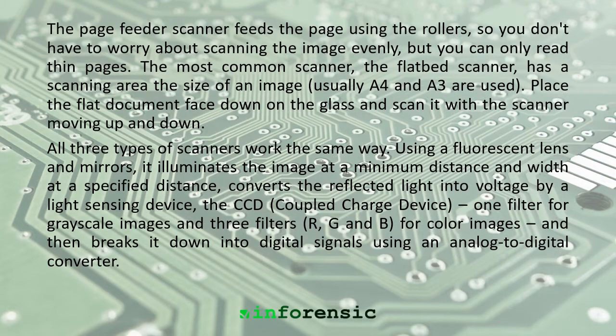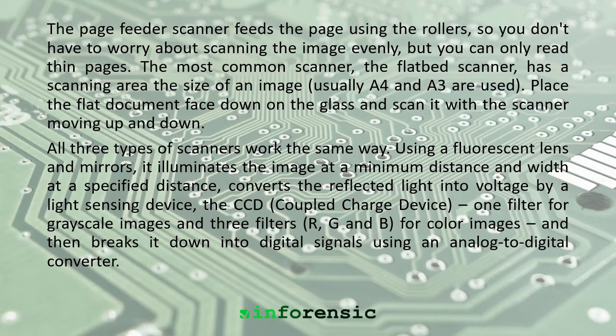The page feeder scanner feeds the page using the rollers, so you don't have to worry about scanning the image evenly, but you can only read thin pages. The most common scanner, the flatbed scanner, has a scanning area of the size of an image, usually A4 and A3 are used. Place the flat document face down on the glass and scan it with the scanner moving up and down. All three types of scanners work the same way.